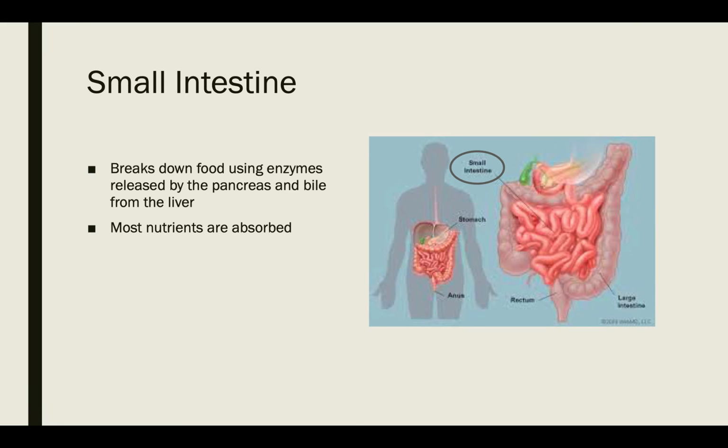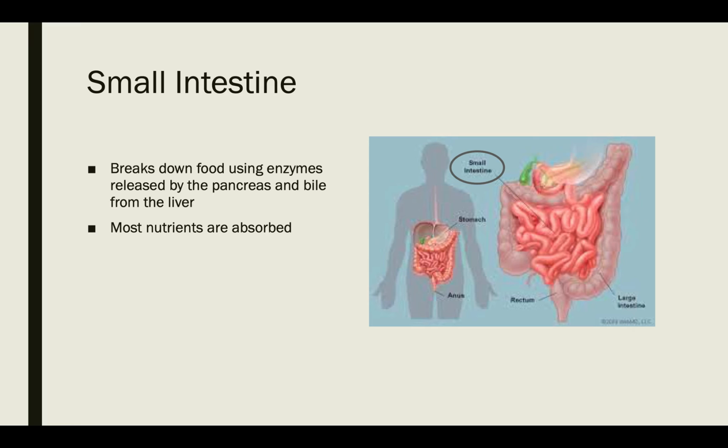Next is the small intestine. Could have guessed, huh? The small intestine is made up of 3 segments. It is a 22-foot long muscular tube that breaks down food using enzymes released by the pancreas and the bile from the liver. In the small intestine is where most of the nutrients are absorbed.